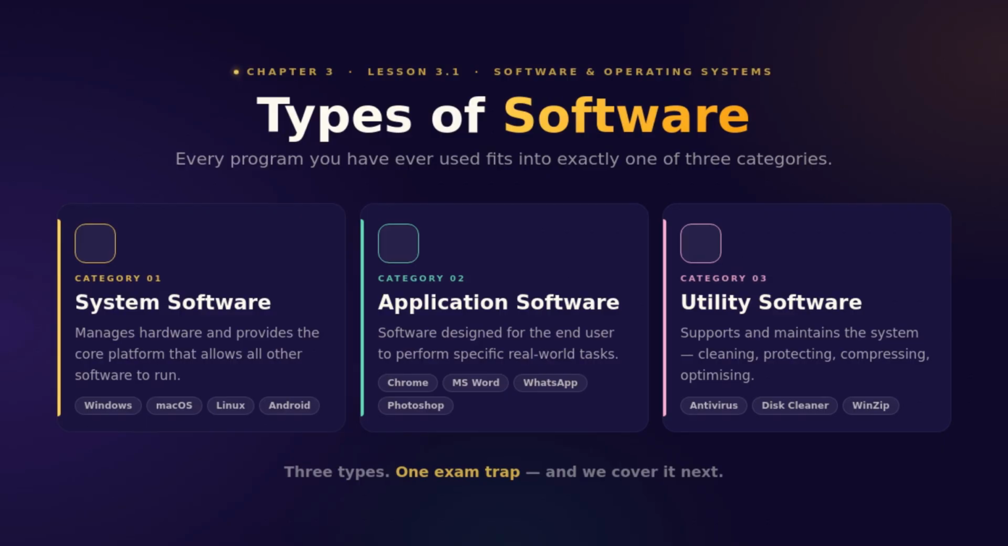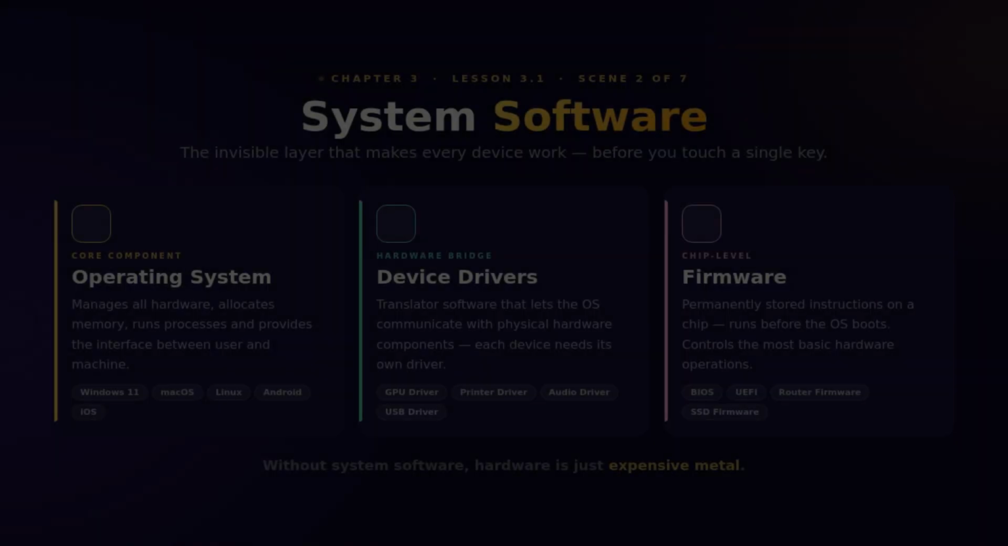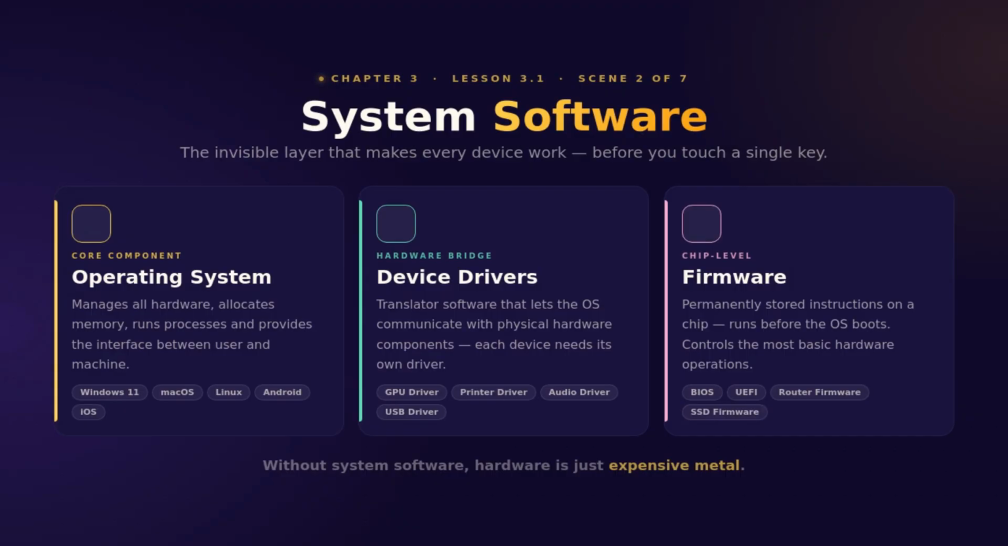Let's break them down. System software, this is the invisible layer that runs before anything else. Without it, your hardware is just expensive metal sitting on a desk. 3 types live here. The operating system, Windows, Mac OS, Linux, Android, this manages all your hardware and gives every other program a place to run.